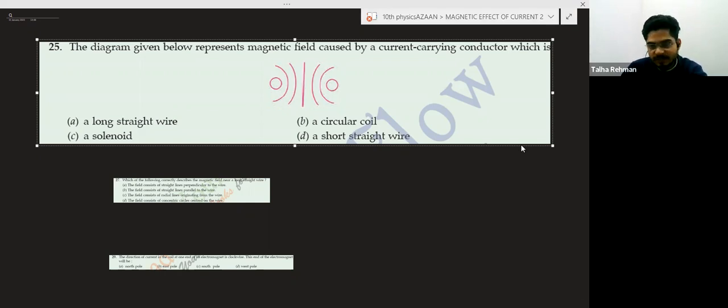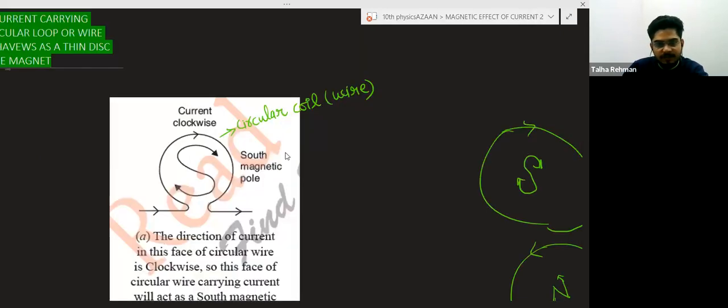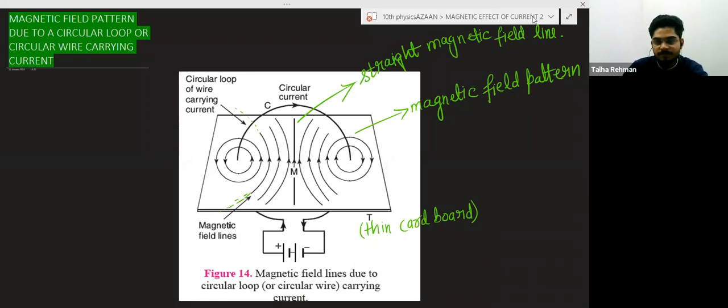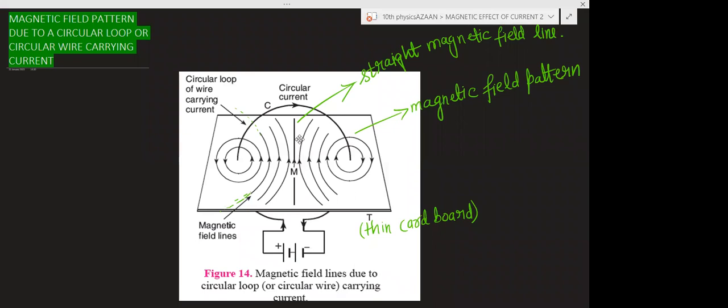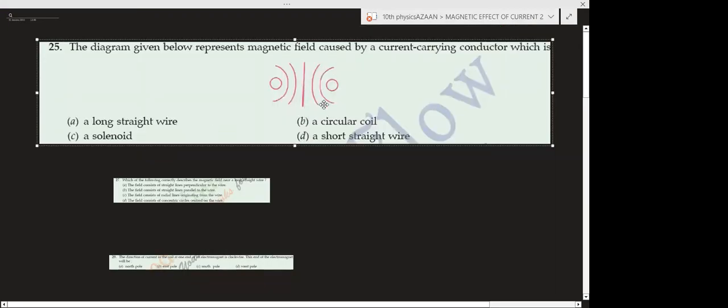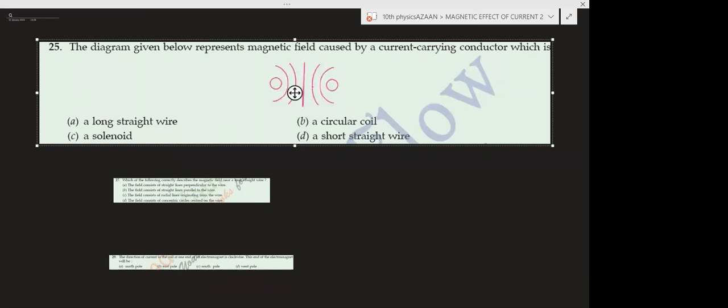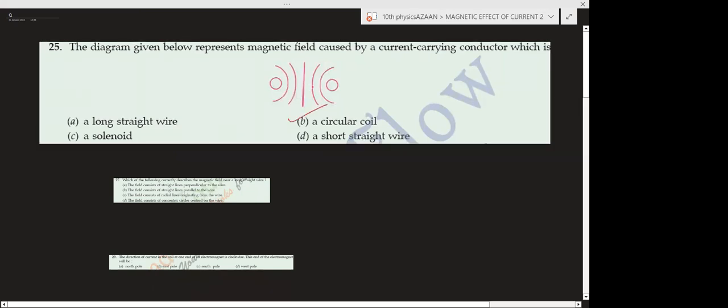You can first see this, then you can tell easily. Concentric circles, a straight line, and this type of magnetic field pattern is due to a circular wire. Yes. Now see this. Basically, this is the pattern due to the circular wire. Yes, sir. So the answer will be B.